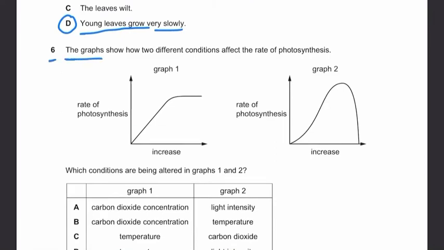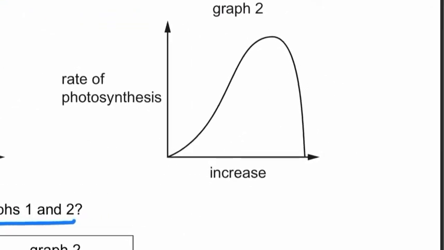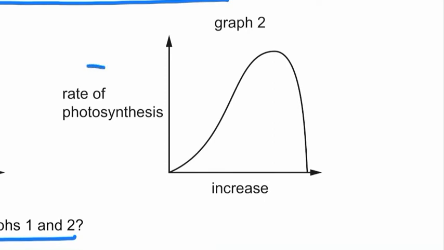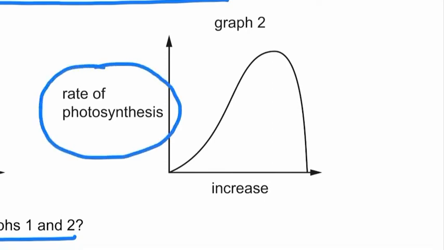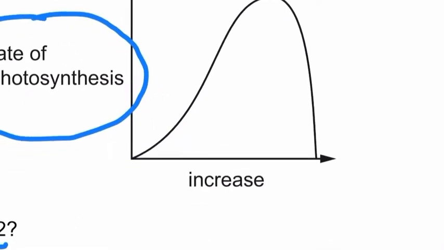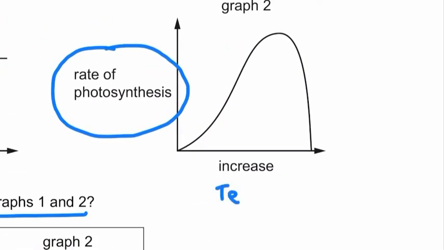The graphs show how two different conditions affect the rate of photosynthesis. Which conditions are being altered in graph 1 and graph 2? So guys, if we look at graph 2, on the y-axis we have the rate of photosynthesis, and the graph is somewhat like this. This is definitely an enzymatic graph which shows the effect of temperature on the rate of reaction.